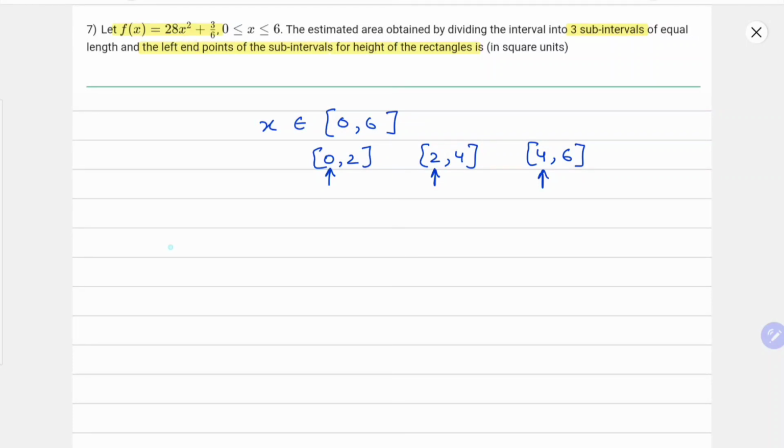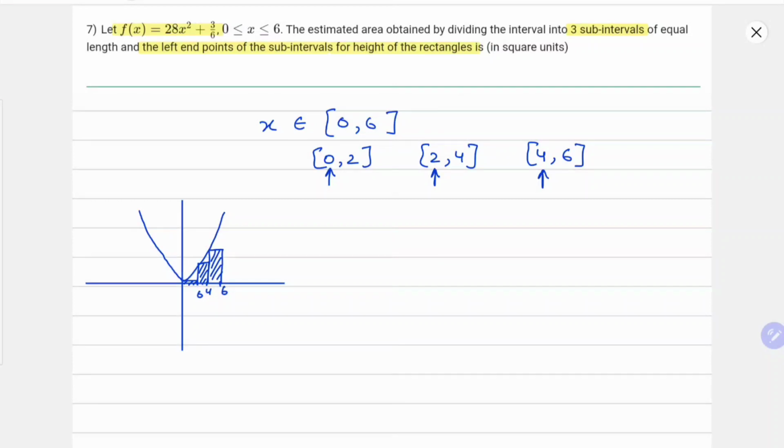And you can clearly see that this represents a quadratic equation. So the graph will, let me plot the axis. The graph will roughly look like this. Okay. And we are finding the area. So we are finding area like this. If this is 6, this is 4, this is 2, and we are finding approximated area like this.